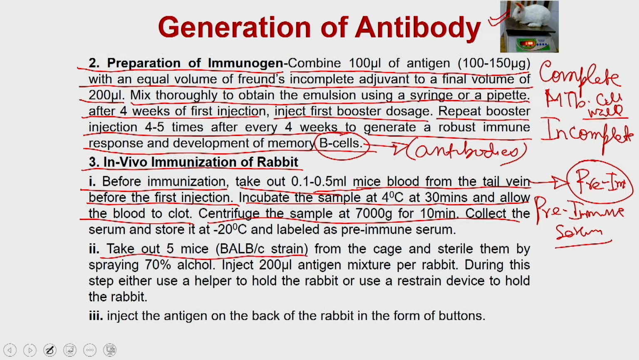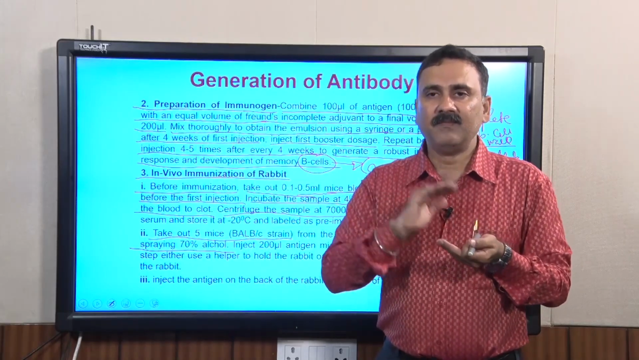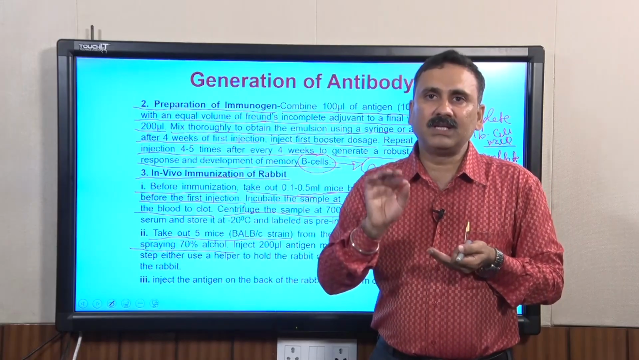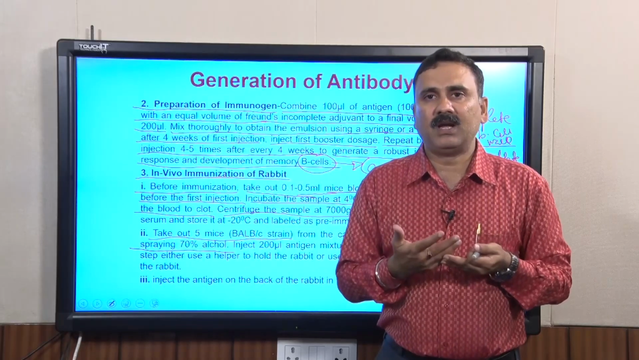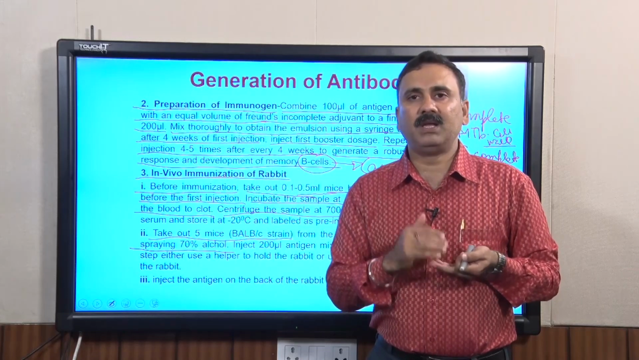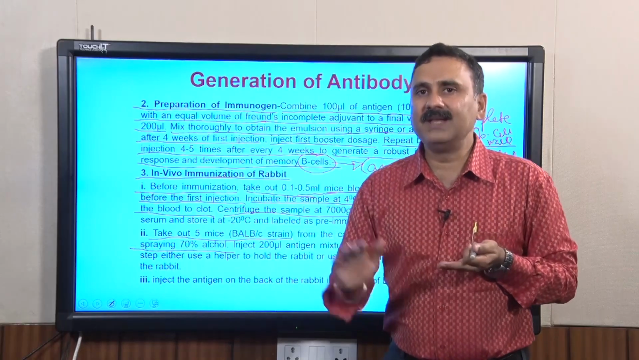In the case of mice, we use the BALB/c strain, and you sterilize them by spraying 70% alcohol. That does not mean that you are going to make them wet. You are only going to sterilize the area where you are going to inject the antigen, so that it does not get any infection. Suppose the animal is dirty or has some kind of infection on its hair; when you inject and cause some injury, that infection may get access to the body, and that is how the animal may get an infection. So, before you do that, you have to sterilize the area.